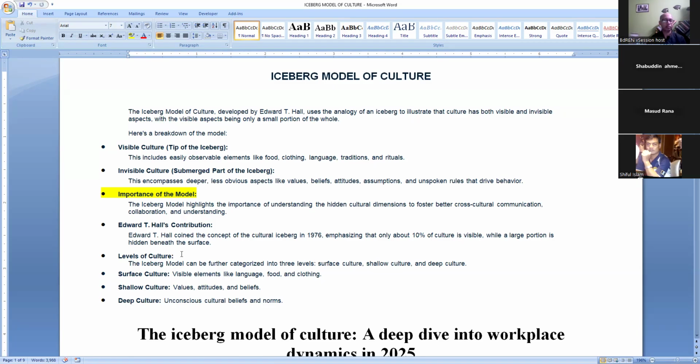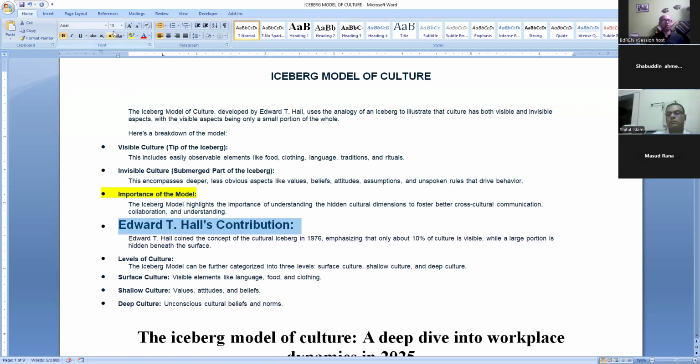Now, levels of culture. Just think of this theorist, Edward T. Hall. Edward T. Hall actually proposes this very model, the iceberg model of culture. He coined the concept of iceberg culture in 1976, emphasizing that only about 10% of culture is visible, while a large portion, that is 90% of our culture, is invisible, that is hidden.